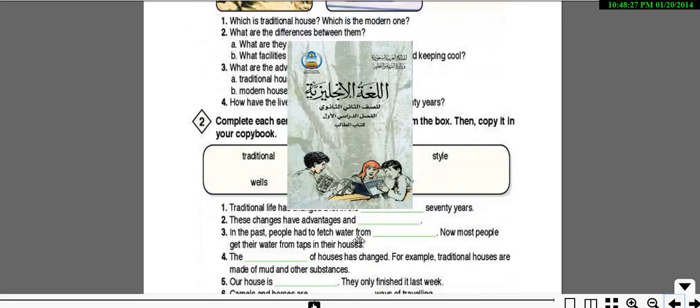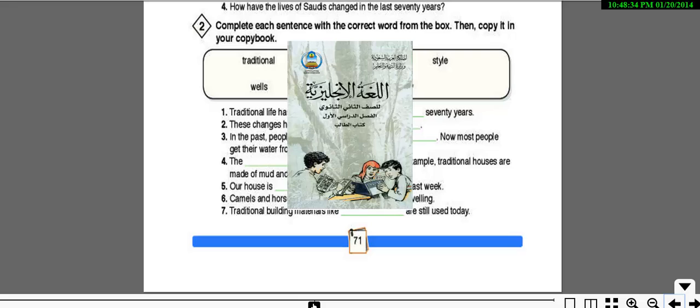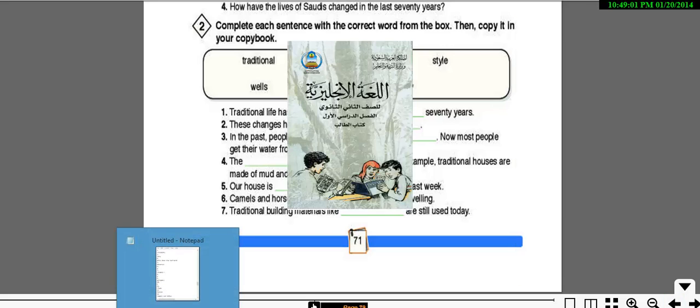Now, for part two, complete each sentence with a correct word from the box, then copy it in your copybook. Traditional, disadvantages, mud, style, wealth, last, brand new. I'm just going to read it out for you very quickly, and then we're going to put the words in, because that's how we usually do it, and that's really effective. Traditional life has changed a lot in the last 70 years. These changes have advantages and disadvantages.